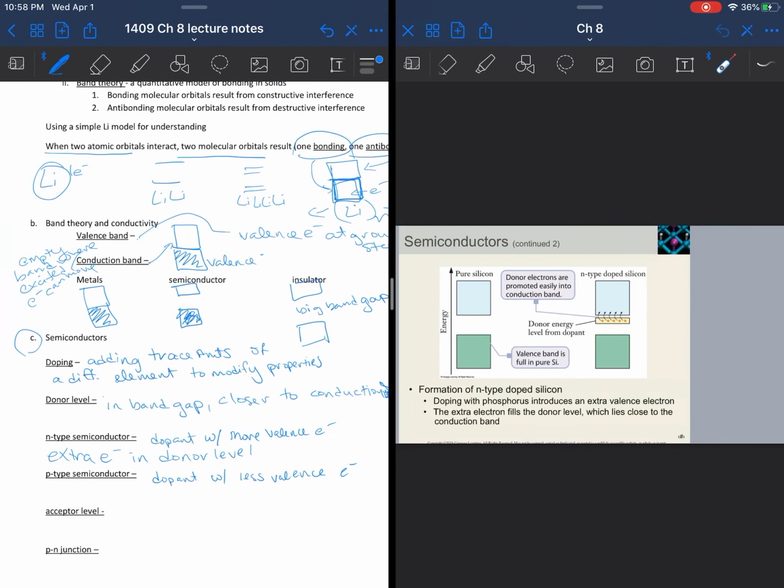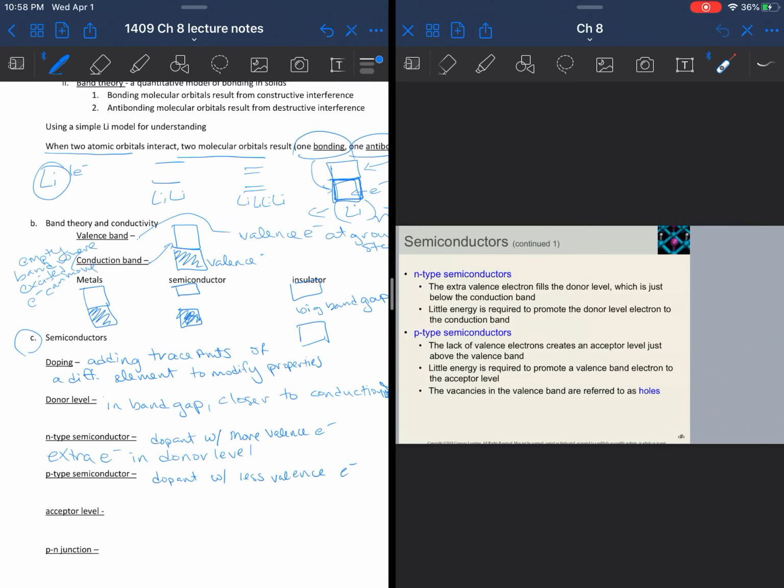So with the N-type semiconductor, what you're essentially doing is putting some extra electrons up in that gap, in that donor level, so that now it doesn't take nearly as much work or as much energy to get them excited and moving into that conduction band, right? It's going to make it a more conductive material when you dope silicon with phosphorus.